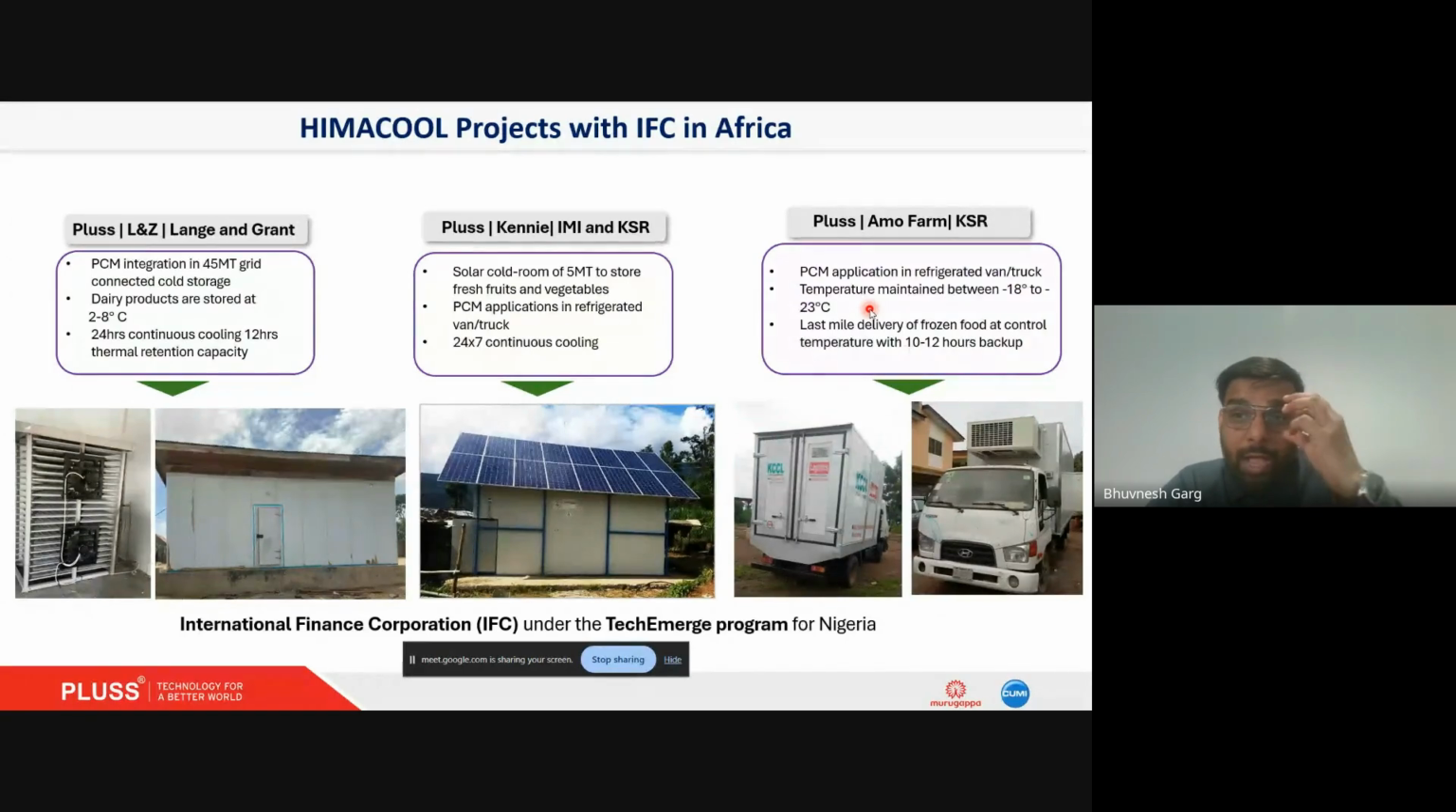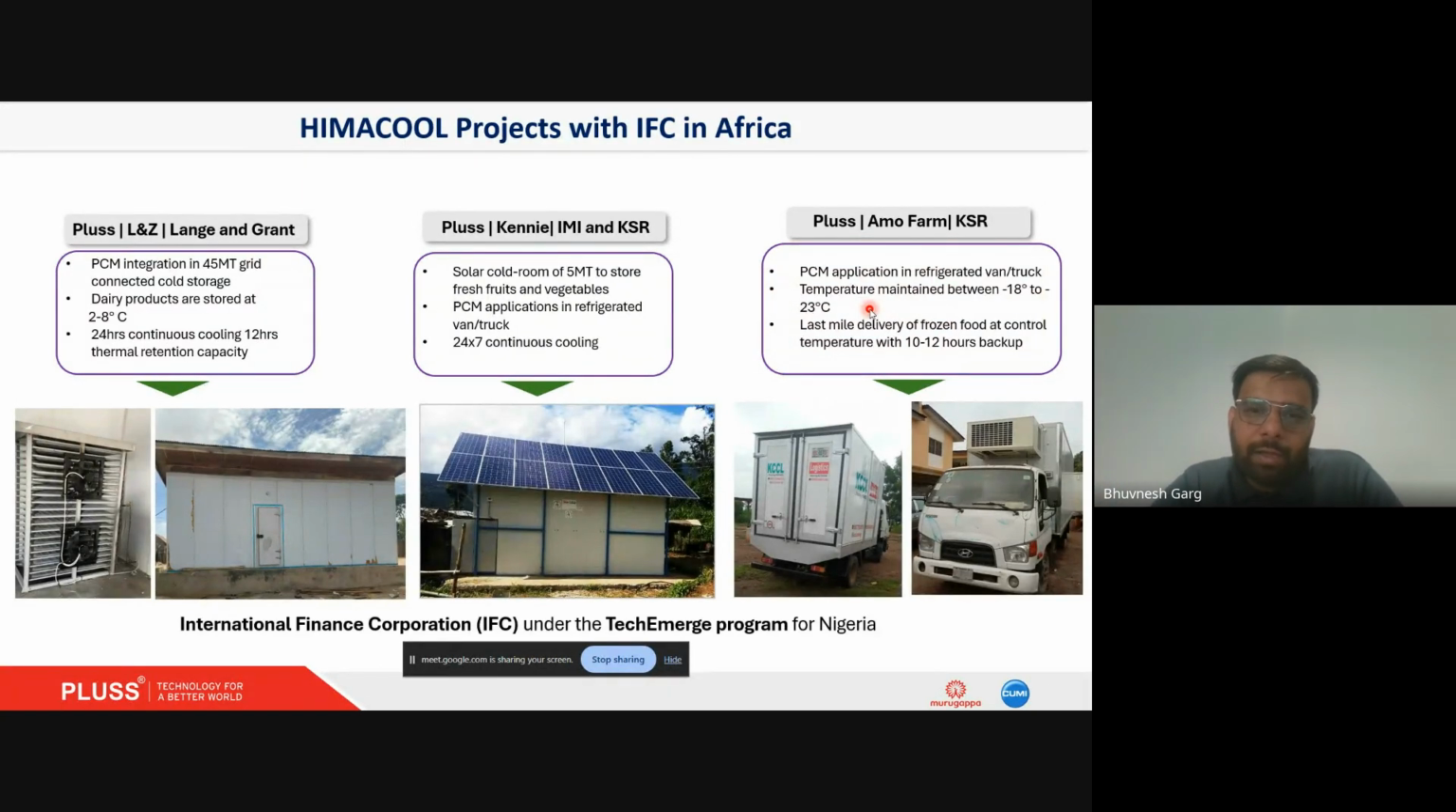You can also have a refrigerated van or truck where you have PCMs aligned inside the truck, where you can charge your PCM during the night time when your truck is parked, and during daytime you can put your food inside your truck and you can go for the delivery, and your temperature will be maintained below -20 or -23, whatever temperature you require, up to 12 hours.